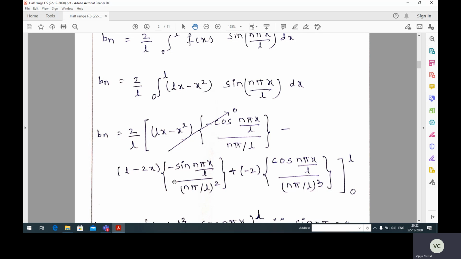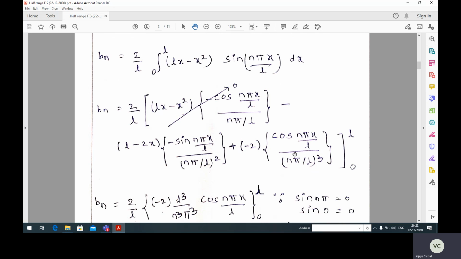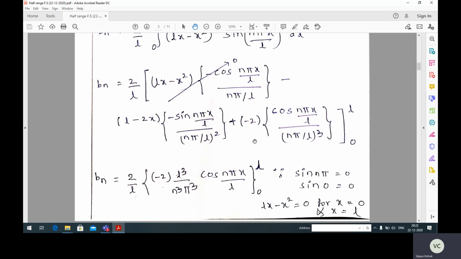Now I'll take advantage of this sine function and limits as 0 to L. So substitute the upper limit L, the L gets canceled, sine n pi, right? And substitute the lower limit, in place of x 0, sine 0 is 0, for both upper and lower. So you'll get this as 0. So these two are 0. The only thing is, in this you substitute the upper and lower limit. So plus into minus is minus.